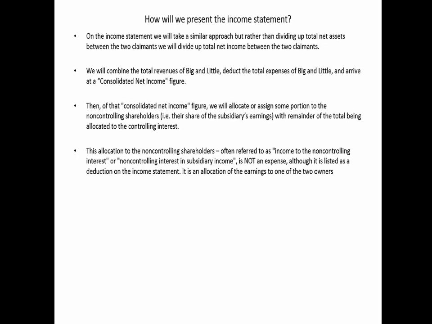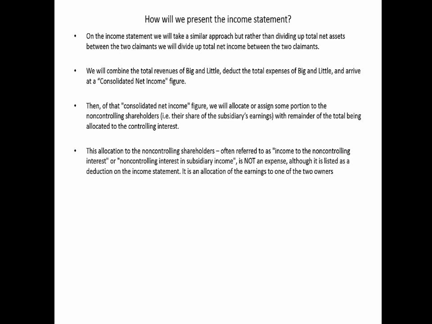We're going to do something similar with the income statement. On the income statement, we're going to take a similar approach, but rather than dividing up total net assets between the two claimants, we're going to divide up the total net income between the two claimants. So we're going to combine all of the revenues of Big and Little and deduct the total combined expenses of Big and Little and arrive at a subtotal referred to as consolidated net income. Again, this is the combined earnings of Big and Little.